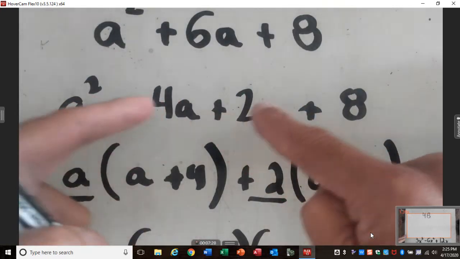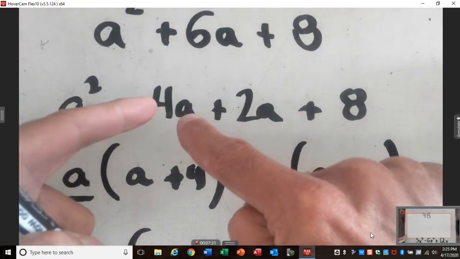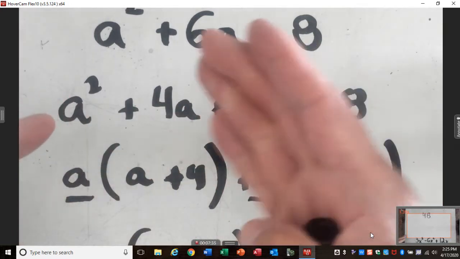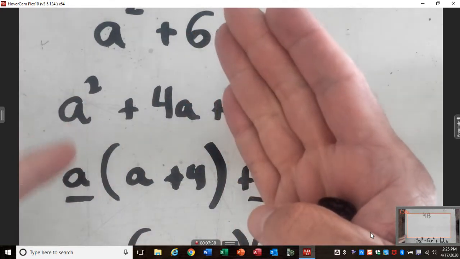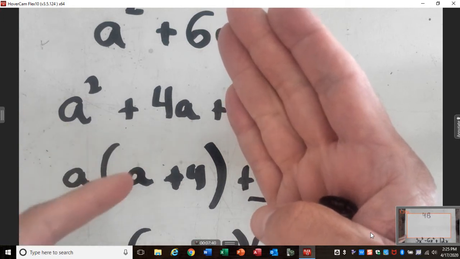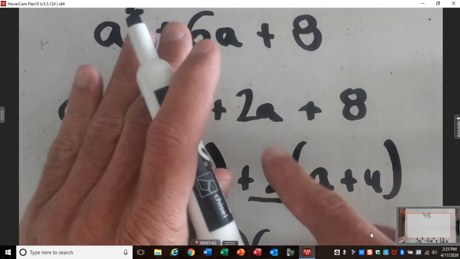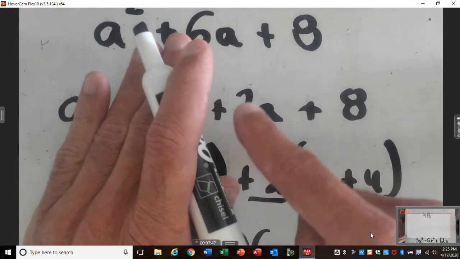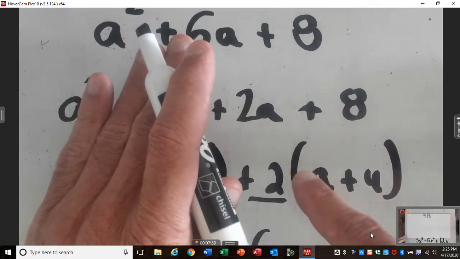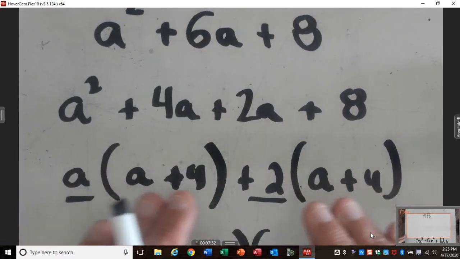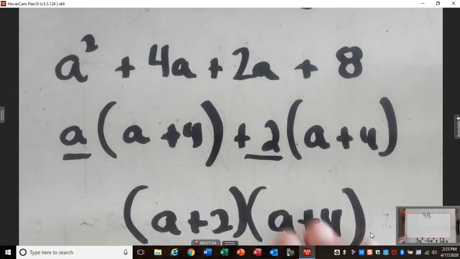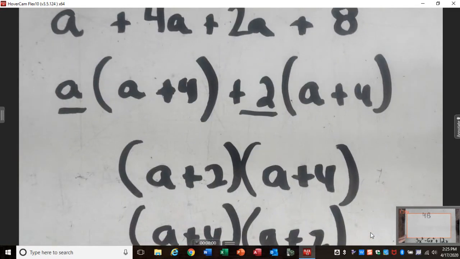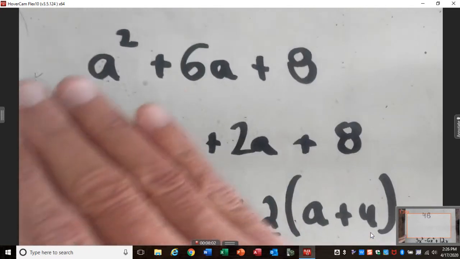We broke it down into 4A and 2A. I always like to write the larger number first and then the smaller number. It doesn't matter. And then we're going to factor out what's common here, which is an A, divide through by A, and get A plus 4. We'll do the same thing here. Factor out what's common. There's a 2 common, so we wrote a 2. Divide each of these by 2, and we're going to get A plus 4. You have the same A plus 4 here, so we only need to write it once. And then you take the outer, which is A plus 2, and you write it here. And you can check this. If you were to FOIL this, you would actually get this problem right here.